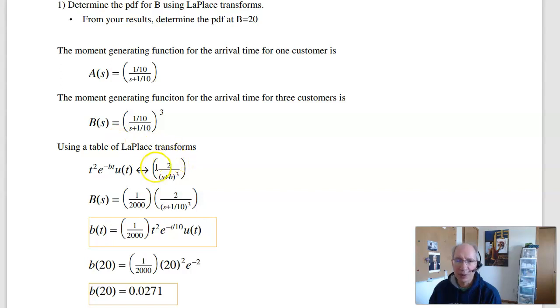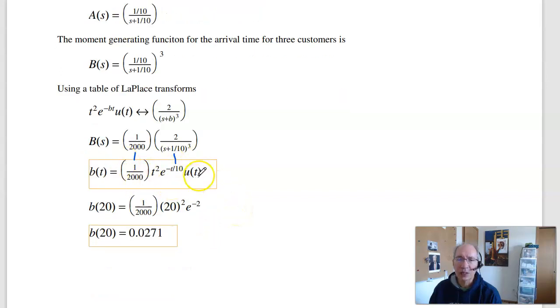From the table, 2 over (s plus b) cubed gives you this. Put it in the same form, pulling out the 1/10, and then a half to give me the 2 up on top. This has the inverse Laplace transform of t squared e to the minus t over 10 times 1 over 2000. So there's the PDF. At 20 seconds, I should have 0.0271.